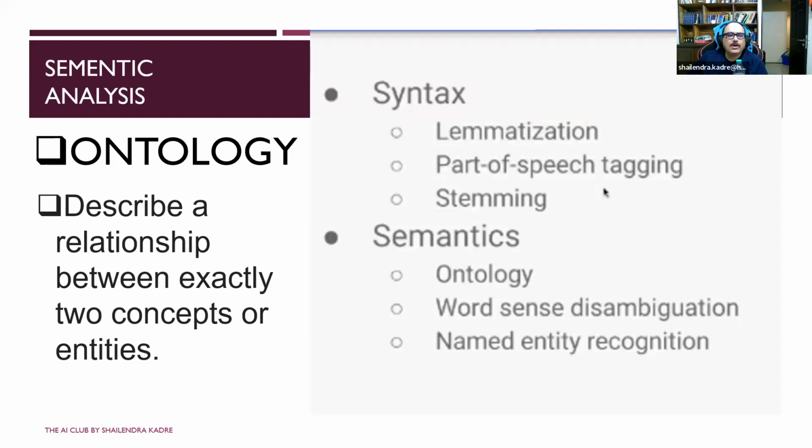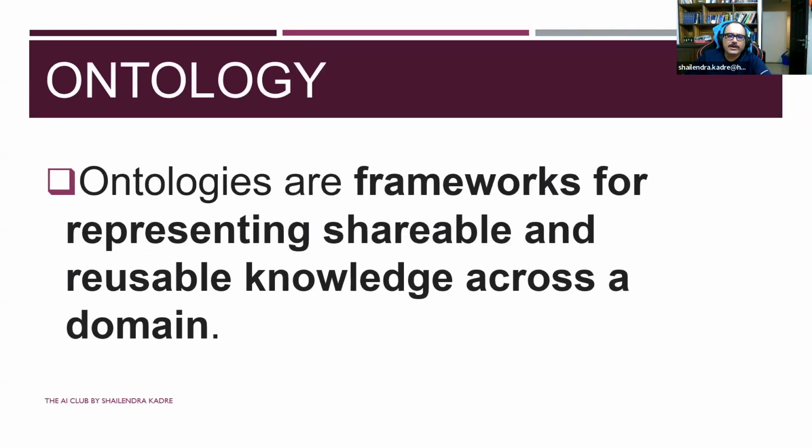So ontology. Ontology is something you might not have heard so far because it is not a very common thing. Ontology is to describe a relationship between exactly two concepts or entities. When you describe the relationship between two entities, or two concepts, or an entity and a concept, that is called ontology. I will repeat again: it is describing a relationship between two entities, or between two concepts, or between an entity and a concept. This kind of science is called ontology. Okay, so it will be very clear to you now.